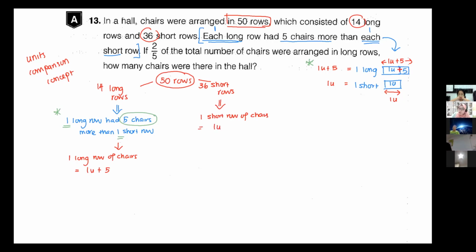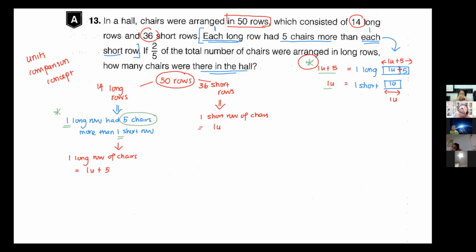Okay. Where do I get all this information? Here. This is where I get all the information. The 1 unit plus 5 and 1 unit. This is where I get my information. All right. Right now, next one, I do not just stop at one long row and one short row because what the question wants is, how many chairs were there in the hall? Means everything, right? Total. The total long rows and the total short rows plus together. That's what I want.